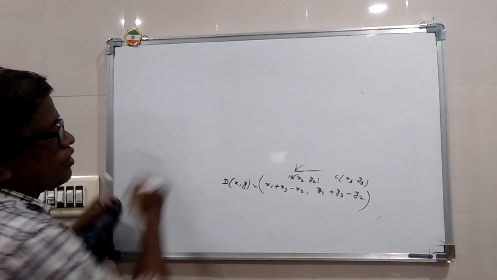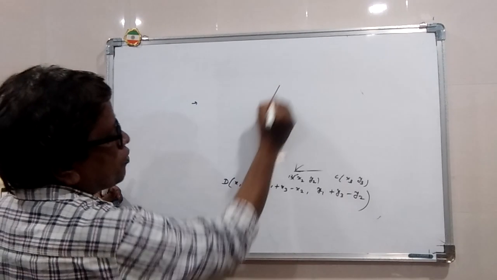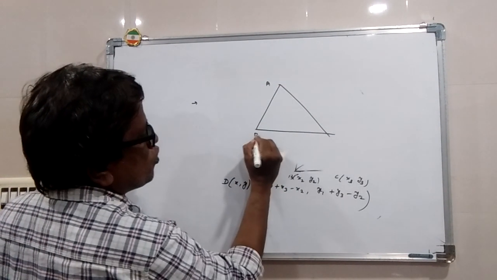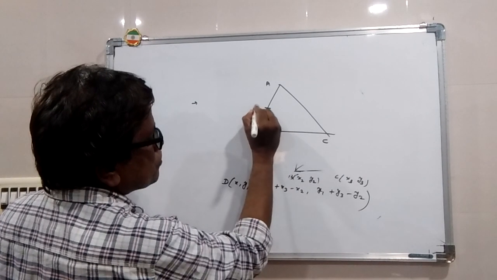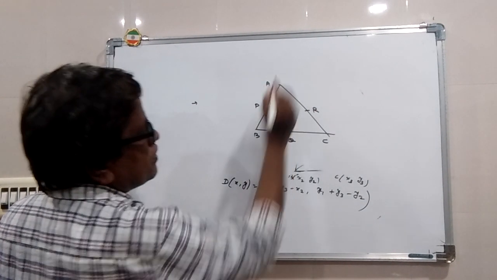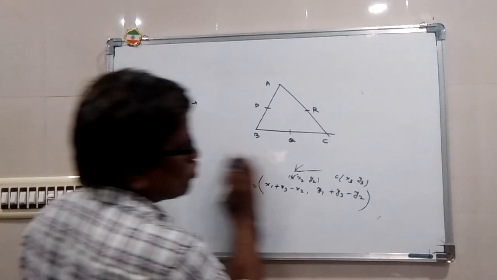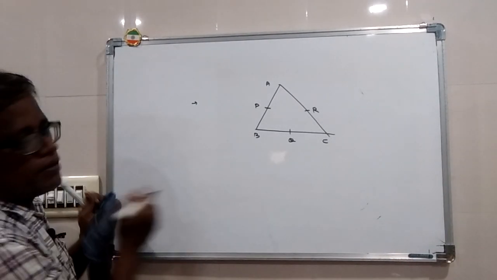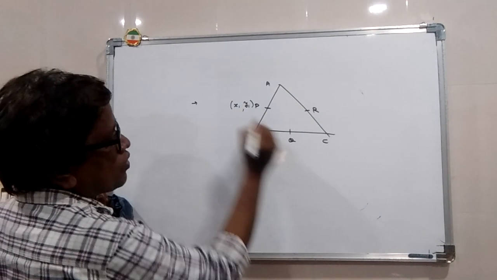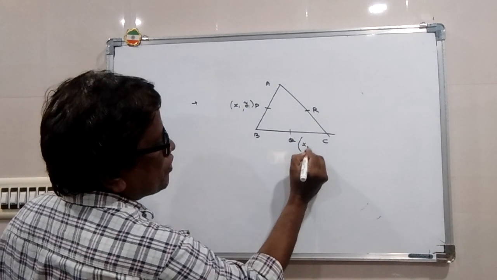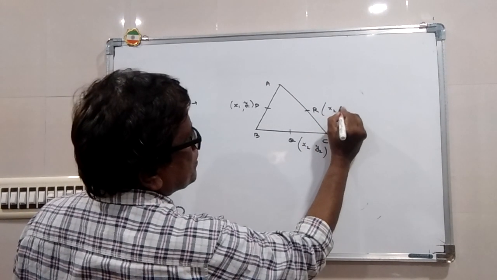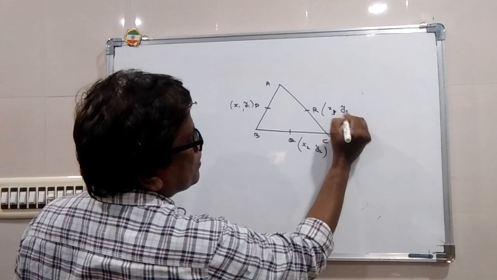Again, suppose ABC is a triangle whose sides' midpoints have coordinates P, Q, R. ABC is a triangle whose midpoints of sides are given. Let P be the midpoint of AB and its coordinate is x1, y1. Q is the midpoint of BC and its coordinate is x2, y2. R is the midpoint of AC and its coordinate is x3, y3.